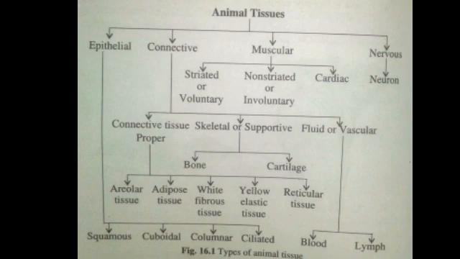The third type of tissue is the muscular tissue, which is divided into striated or voluntary muscular tissue, non-striated or involuntary muscular tissue, and cardiac muscular tissue. Okay. And the last one is the nervous tissue, in which we have to study the neurons. So guys, this is all about the different types of tissues present in animals.